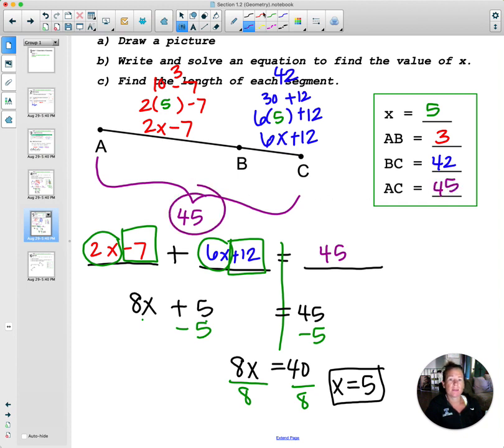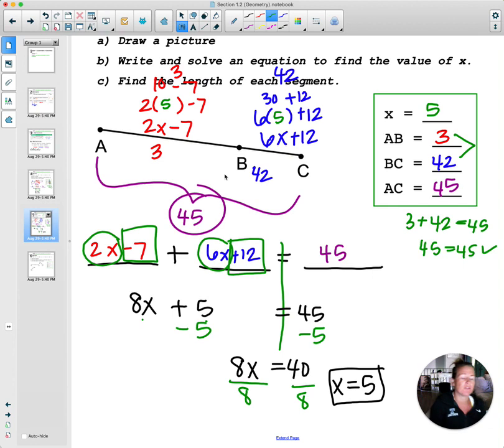Now, some of you might be confused when you look at this picture because it says that AB is 3 and BC is 42, and on the picture, BC is way smaller. That's because I just randomly drew it. So you can't go by the picture, go by the math. Just check here: does AB plus BC equal AC? So 3 plus 42, does that equal 45? And it does, so we are likely right. Your picture doesn't have to be drawn to scale. It doesn't actually have to look the way it should for it to work out.